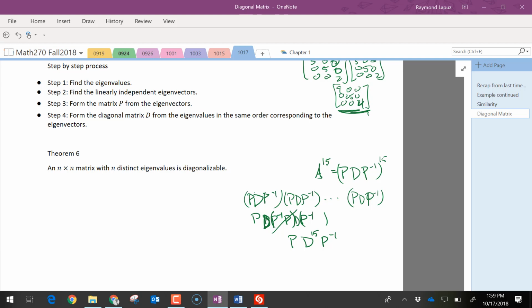Why are we going through this? Because this thing is not equal to P inverse. It's not commutative, right? You can't switch the order.